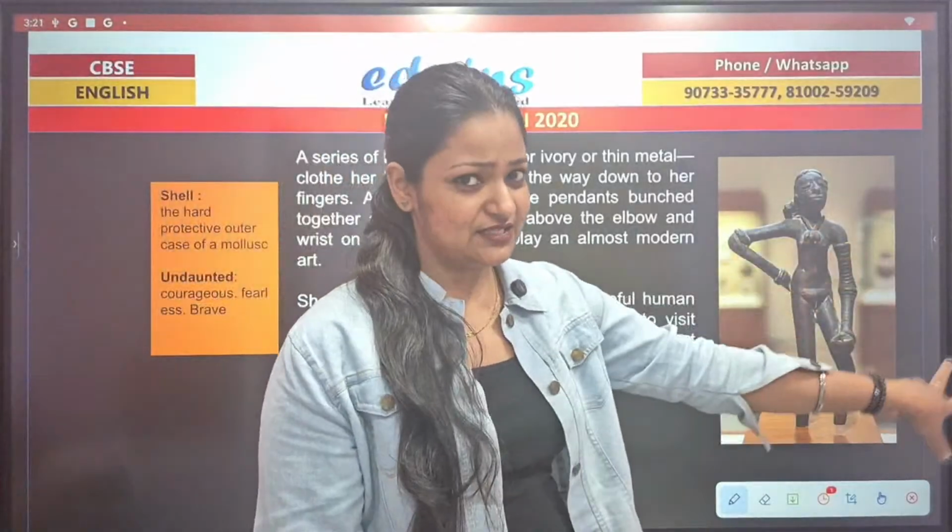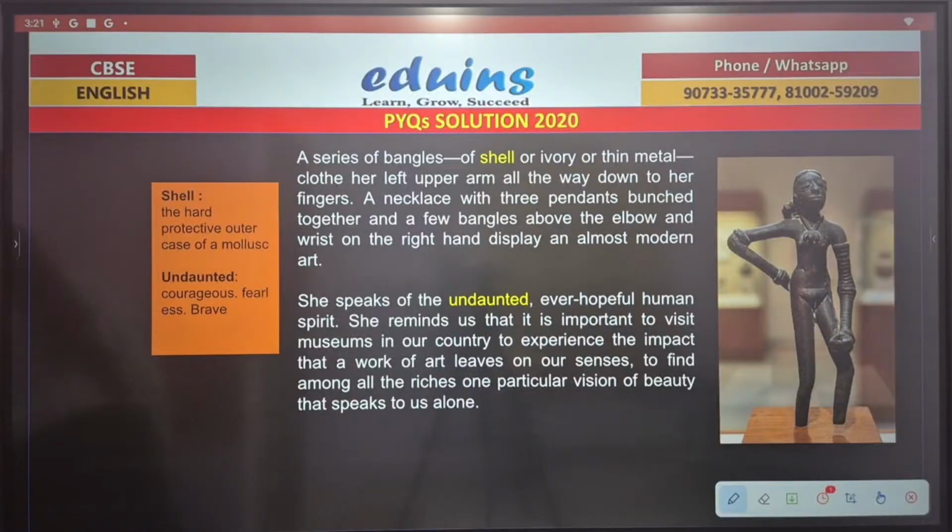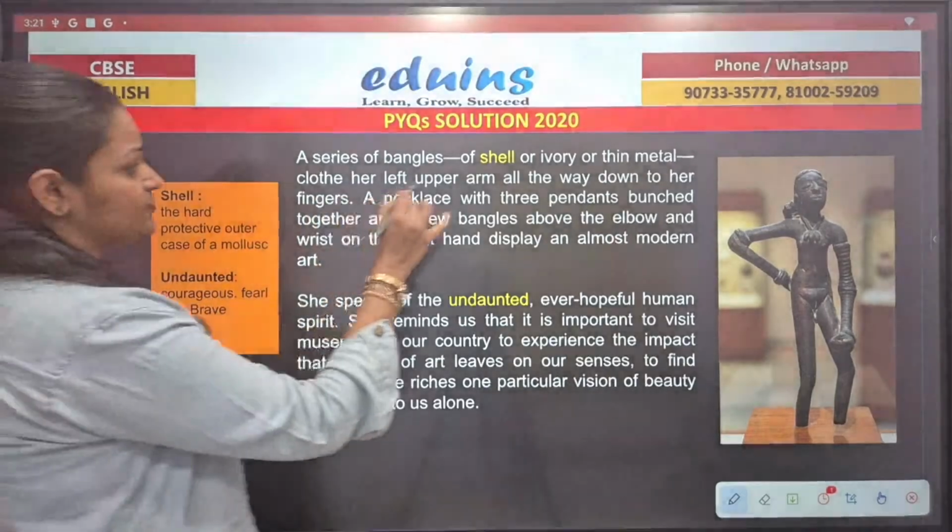So as you can see in this picture, I will move away from the board so that you can see. Okay, now I guess you can see. Look, in the left arm of the dancing girl there is a series of bangles. Okay, this series of bangles of shell.